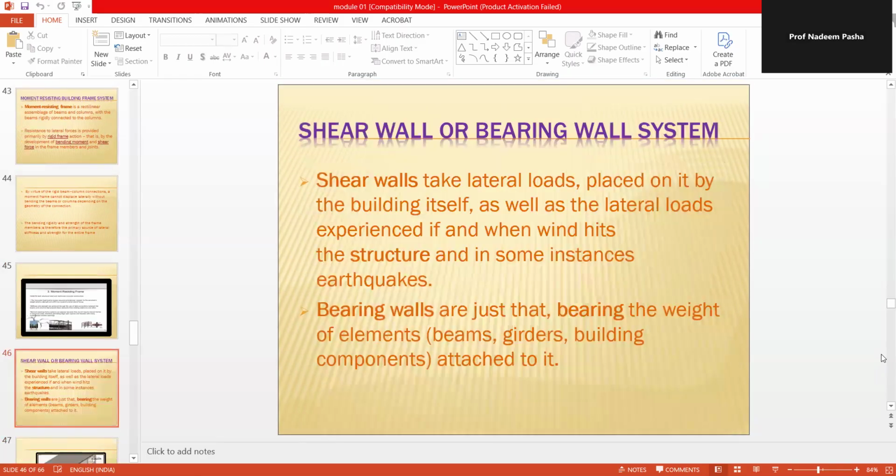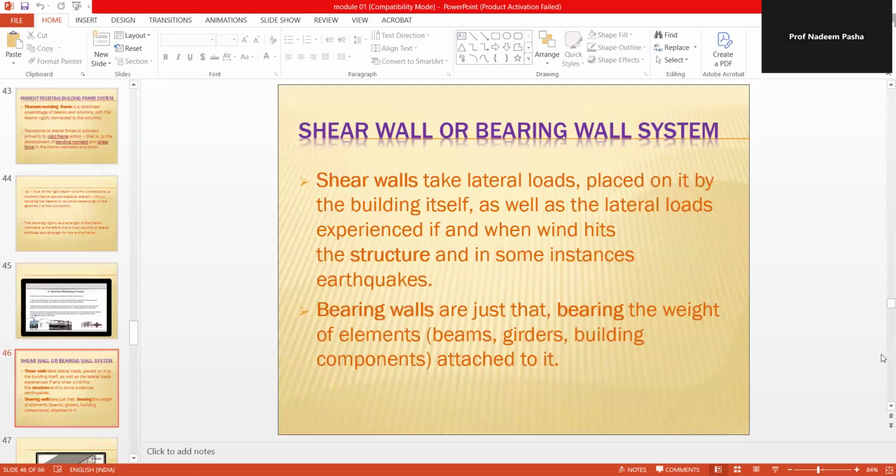Shear wall or bearing wall system. Shear walls take lateral loads placed on them by the building itself, as well as the lateral loads experienced if and when wind hits the structure and in some instances earthquake. So what is happening in the case of a shear wall or bearing wall system? Shear wall takes lateral loads.